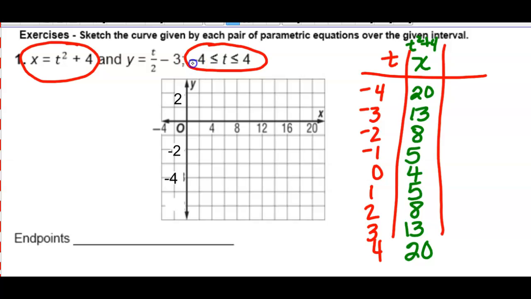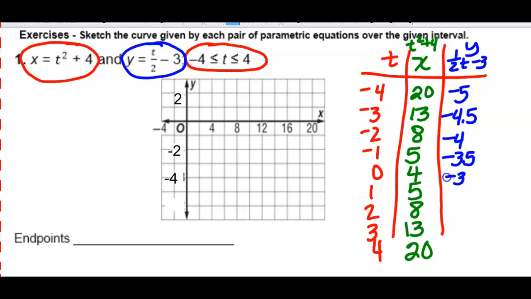Okay. Now, to get the y's, we're supposed to divide it by 2 and then subtract 3, or half t minus 3. Half of that's -2 minus 3 is -5. -1.5 minus 3 would be -4.5. -1 minus 3 is -4. Half of that would be -1/2 minus 3 is -3.5. 0 would be -3. 1/2 minus 3 would be -2.5. Half of 2 is 1 minus 3 is -2. 1.5 minus 3 is -1.5. And half of 4 is 2 minus 3 is -1.